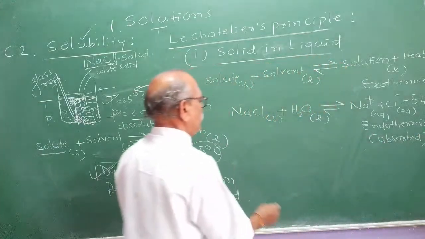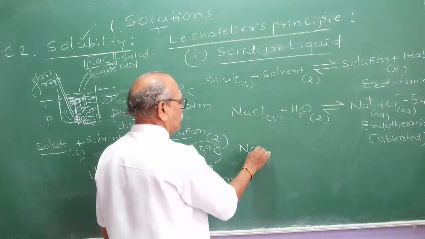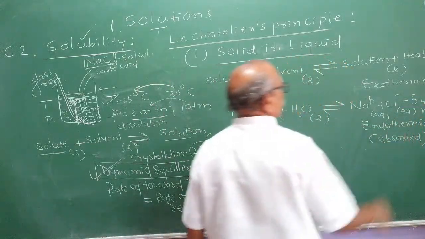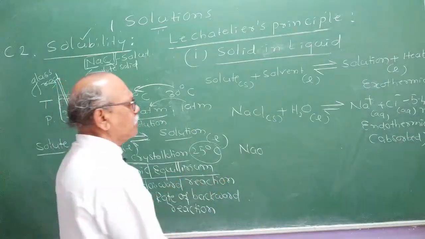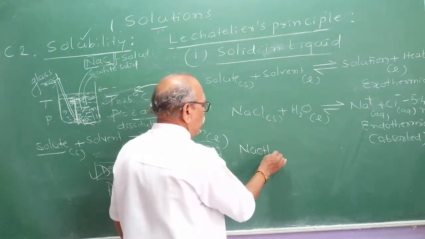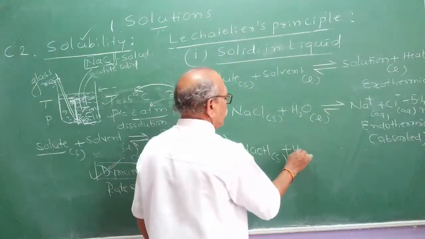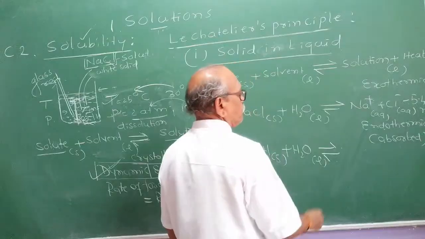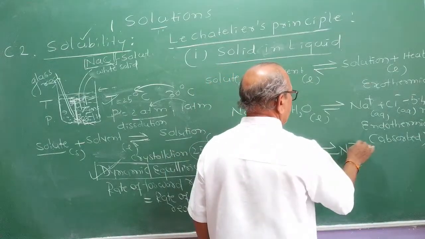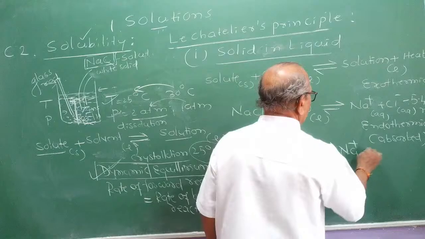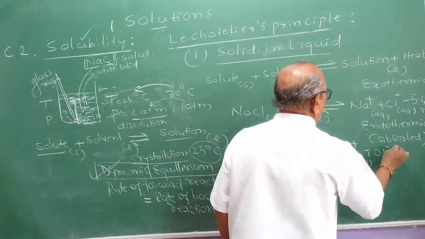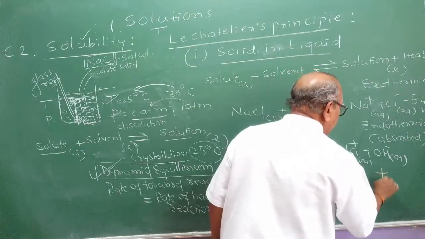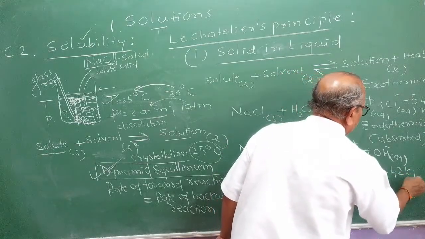I will take another example. If you take sodium hydroxide, 5.45 kilojoule per mole, that much of heat energy is absorbed. Sodium hydroxide solid, when it dissolved in water, suppose that it attained equilibrium, then you will get here Na plus aqua plus OH minus, it will ionize. It will liberate heat energy of 42 kilojoule per mole.